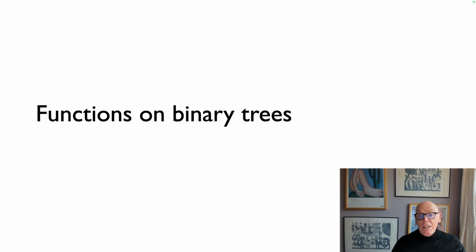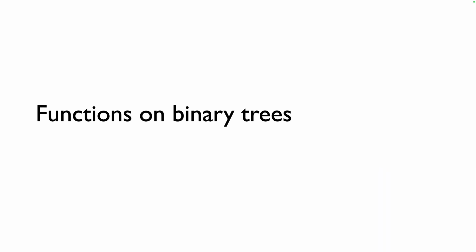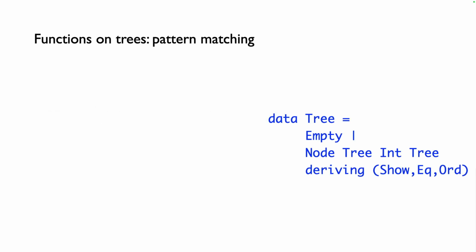In this segment, let's look at how to define functions over recursive algebraic types. In particular, we'll look at the example of binary trees, and also we'll look at the example of lists. So we have a data type of trees. Remember, tree is either empty or it's a node with two subtrees and an integer component.